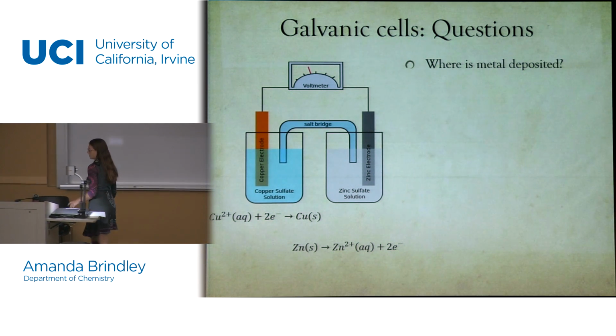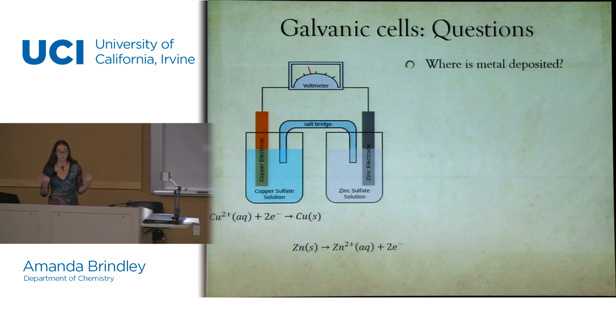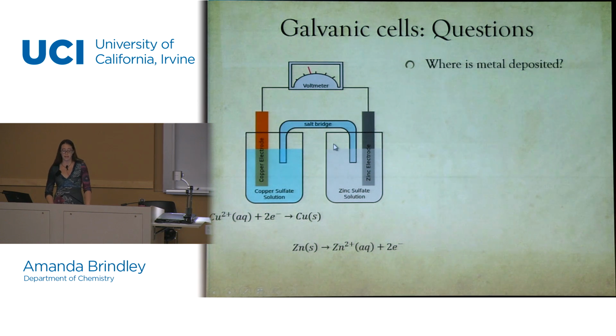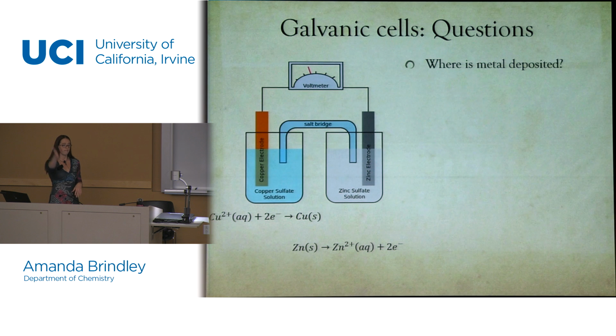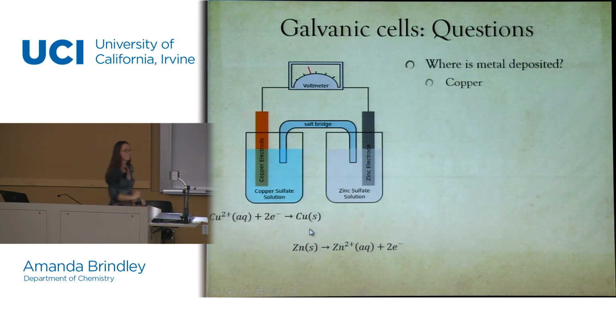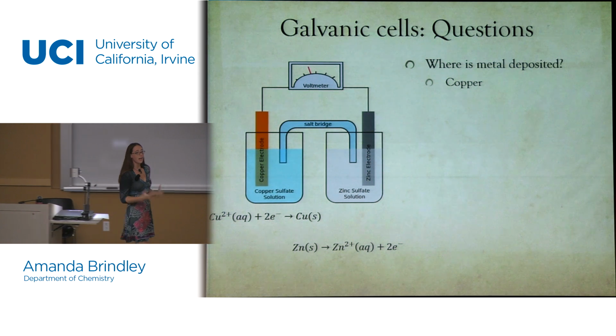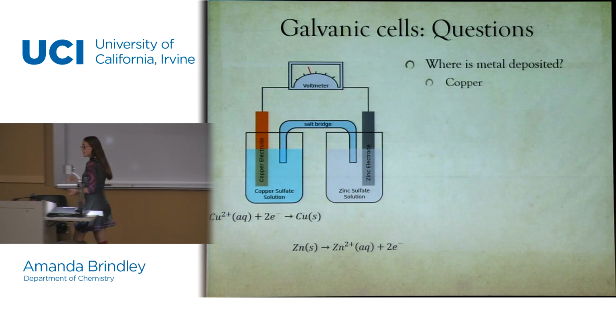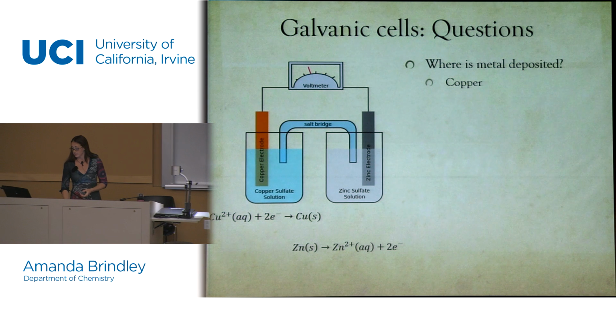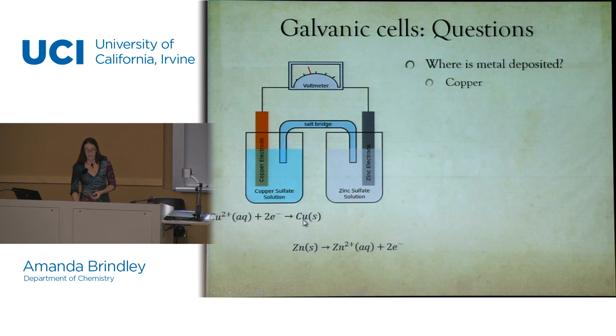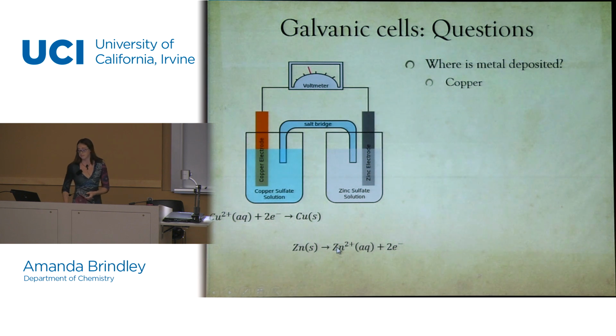Okay. Where is the metal deposited? So we really have 2 options. We have the copper electrode and we have the zinc electrode. So what do we think? Count of 3. 1, 2, 3. That was really enthusiastic, but right. So yeah, copper. So that's on our copper, right? How do we know that? It's a product. We have the solid as a product. Over here, the solid's a reactant, and it's going to an ion.